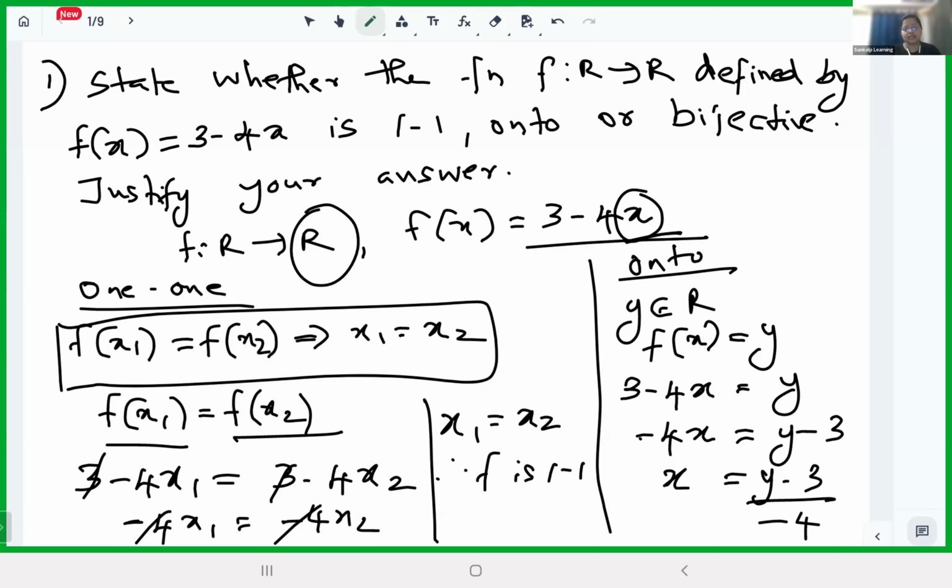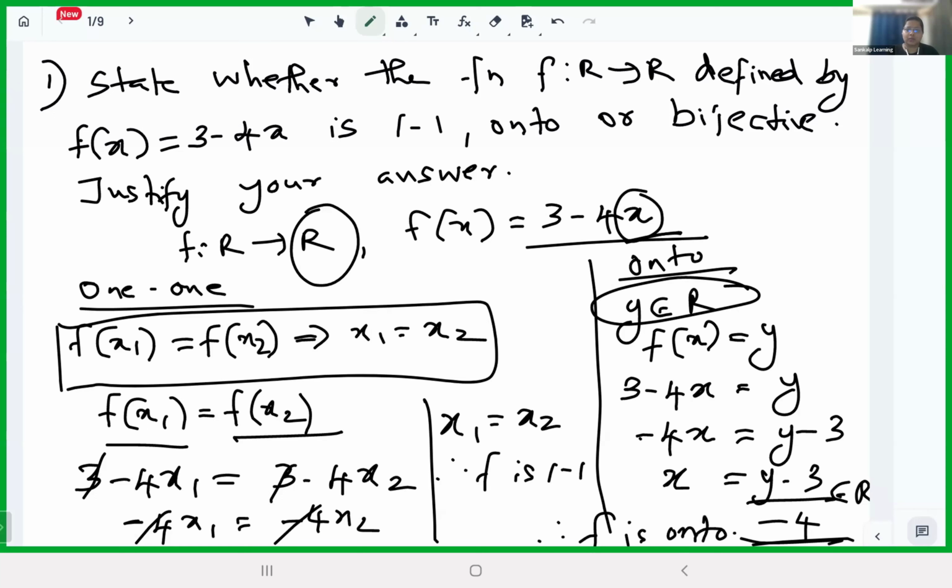So can you say y minus 3 by minus 4 belongs to R or not? It definitely belongs to R. R means the set of real numbers. It contains all types of numbers. So this will definitely belong to R because y we have chosen from R. Y is an element chosen from R. So y minus 3 divided by minus 4, that number also belongs to R. Definitely we can say that it belongs to R, which means f is onto also.